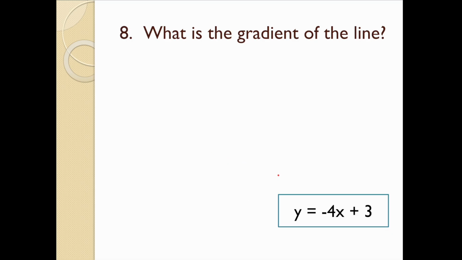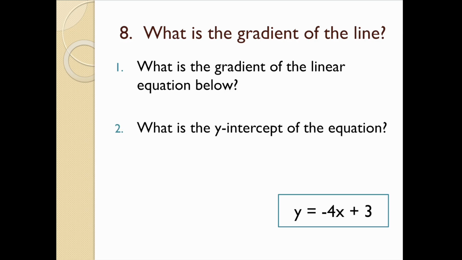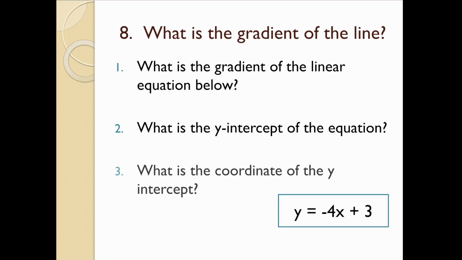Good. So in this case, what is the gradient of the linear equation below? -4. What is the y-intercept? 3. Plus 1. Yes. Good. So what is the coordinate of the y-intercept? 0, 3. We got it now.